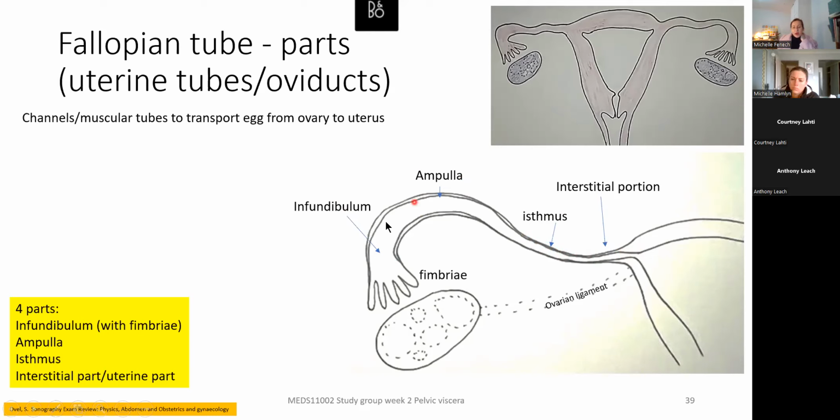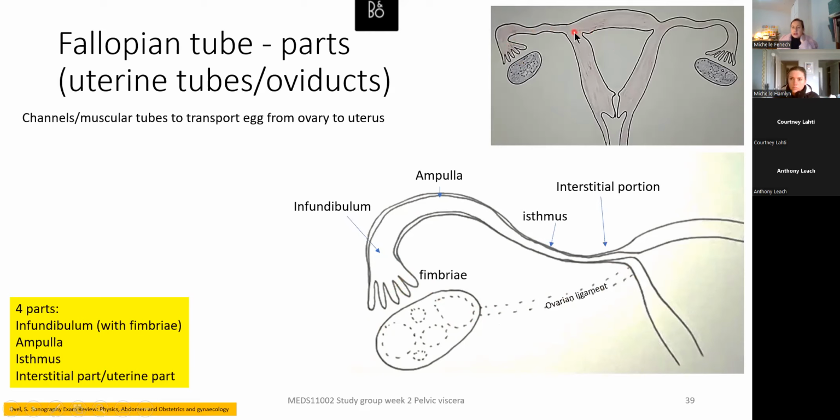As I said, we only see these if there's something wrong in the fallopian tube. You won't see it in normal imaging. There is a little ligament that attaches the ovary to the uterus, and that's just called the ovarian ligament. It makes sure the ovary stays connected, doesn't wander too far away, and stays in close proximity to these fimbriae, so that when the egg comes out, it can get collected and be taken through.